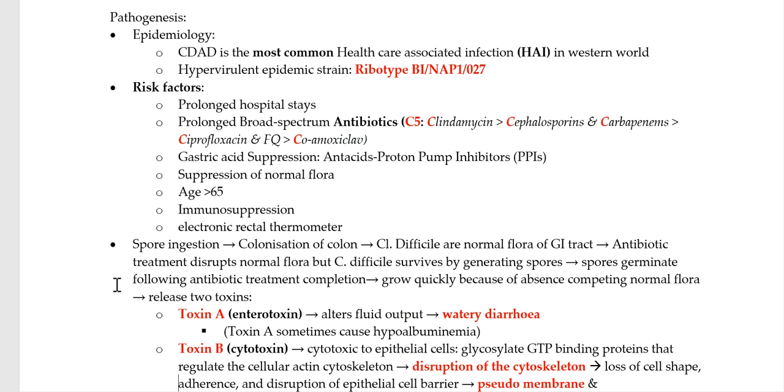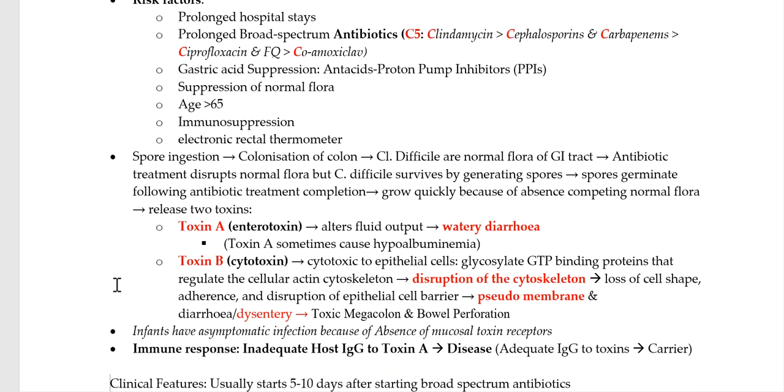They grow quickly because of absence of competing normal flora, and they release two toxins, toxin A and toxin B. Toxin A is basically an enterotoxin. It alters the fluid output and results in watery diarrhea. Sometimes it may cause hypoalbuminemia. Toxin B, on the other hand, is a cytotoxin, and it is cytotoxic to epithelial cells of the intestine. It glycosylates the GTP binding proteins that regulate the cellular actin cytoskeleton and disrupts the cytoskeleton, which will lead to loss of cell shape, adherence, and disruption of the epithelial cell barrier. These may lead to pseudomembrane formation, resulting in either diarrhea or dysentery, which may also lead to toxic megacolon and bowel perforation as a complication.